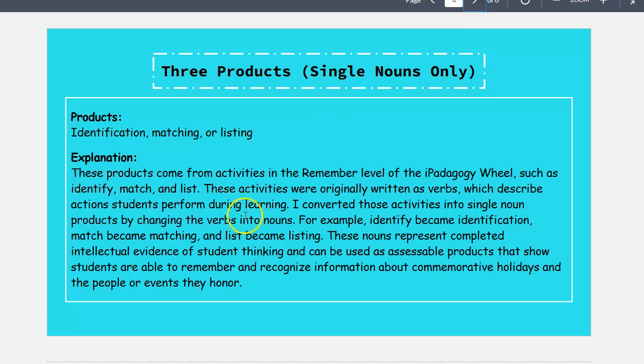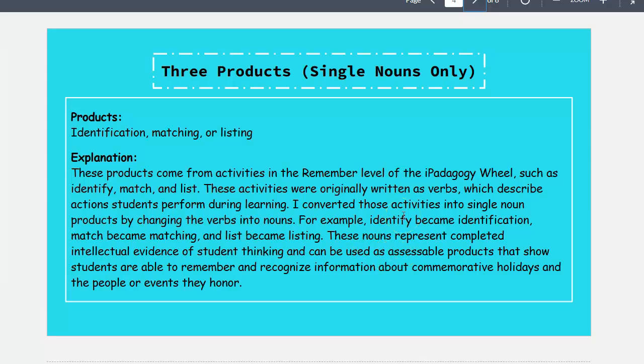So, product identification, matching or listing. Again, totally age appropriate, totally grade appropriate. I think those are fantastic. I think I've said before about the iPedagogy wheel, and she brings it right now. Which again kind of solidifies that she did choose, I know there's no really right or wrong, but a more accurate Bloom's taxonomy in Remember because of the iPedagogy wheel, which uses identify, match, and list. Written as verbs to describe action students perform during learning.